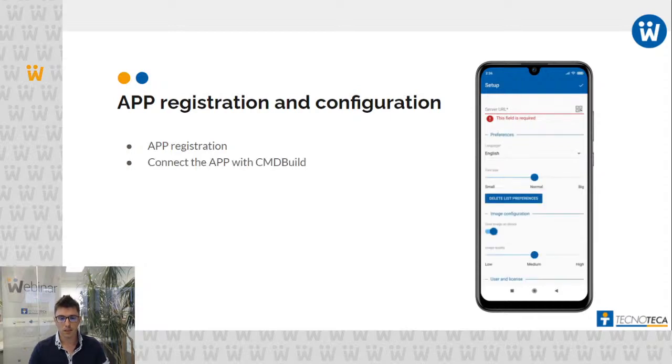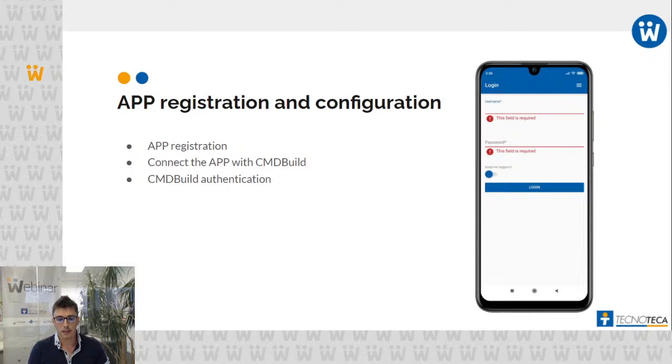After the registration, you have to connect the application with CMDBuild. The only thing needed is the server URL. After that, you can log in to the application with your CMDBuild credentials. You can also decide to stay logged in by tapping on the Keep Me Logged In button.